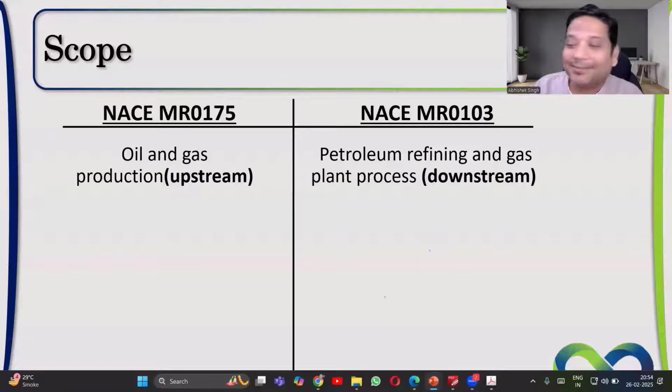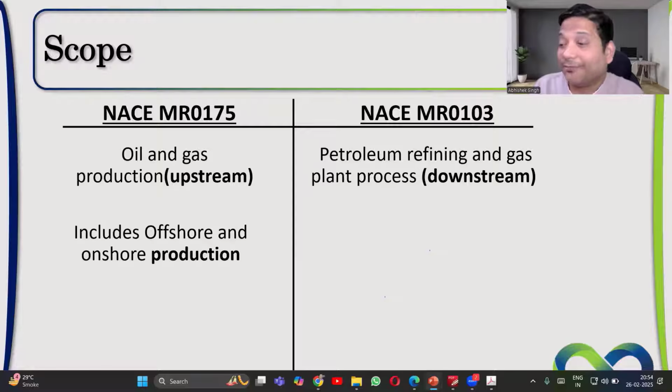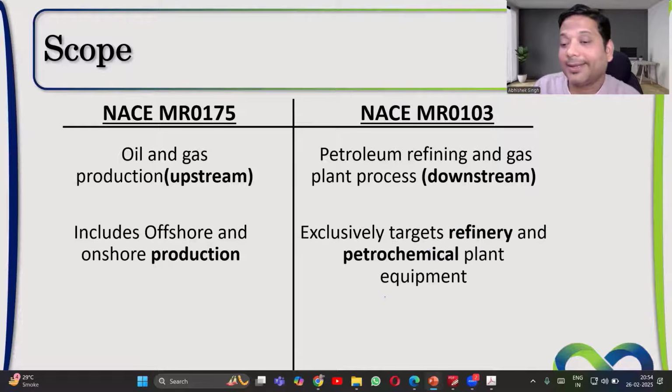0103, you can call it midstream or downstream, because a refinery is normally called midstream. Sometimes it's called downstream also. So petroleum refining and gas plant processes. Process plants which are generating different types of gases, 0103 may become applicable there too. 0175 is also used for onshore production, while 0103 is mainly for refineries and petrochemical plants. That is the scope difference between the two.